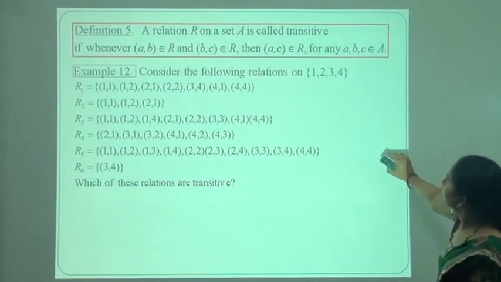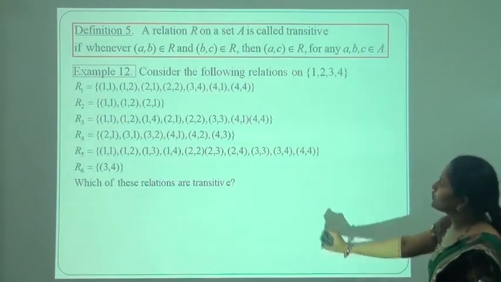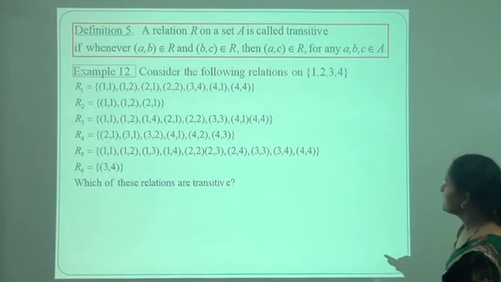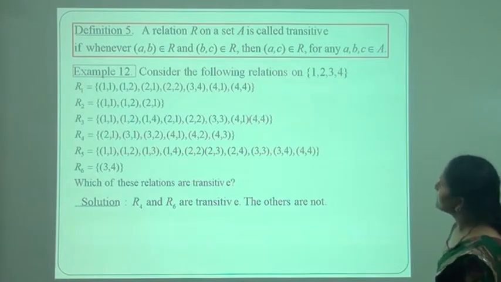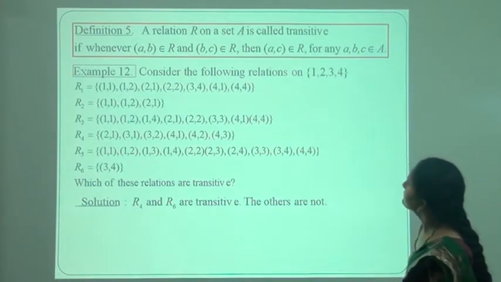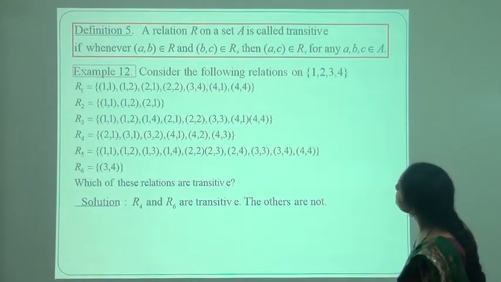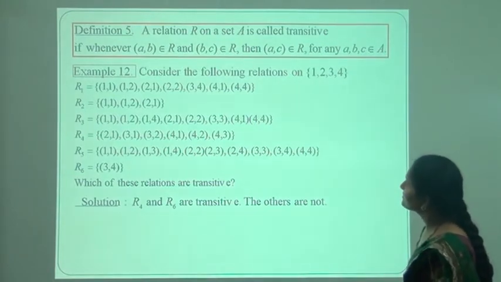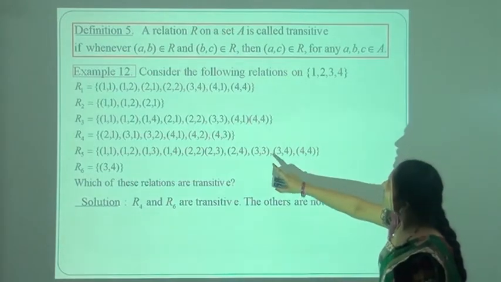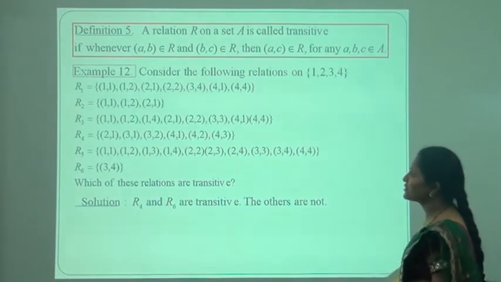This is the example. Let's take the same example: 1, 2, 3, 4 belongs to a set. The set contains only 4 elements. Here R1 to R6 are the relations. Which relation is transitive? Here R4 and R6 are transitive. Let's see. In R1, (1,1) is present, (1,2) is present, (2,4) is present, (2,3) is present, (3,4) is present and (4,1) is present, but (3,1) is not present, so it is not transitive.